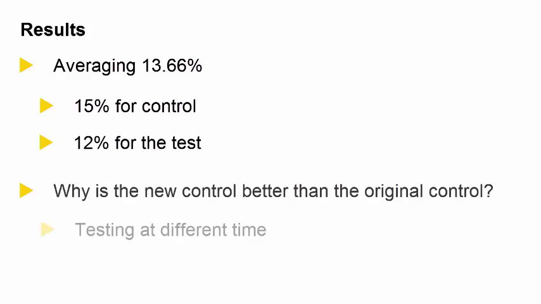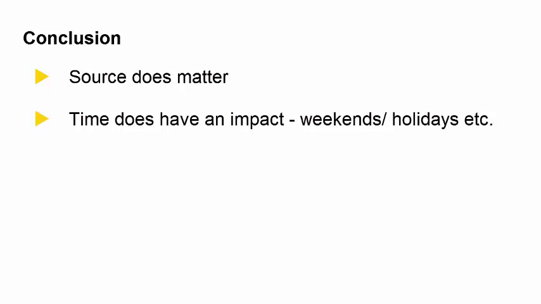Why? It's because we're running these at different times of year. So the original landing page that didn't have a test was started over the Christmas break, and it had different data sources. So our first conclusion is that source actually matters. But we should also add that time does have an impact, weekends, holidays, etc. So we have to isolate for those in doing a test. So ignore for the moment the fact that our control went from 13.66 to 15%.